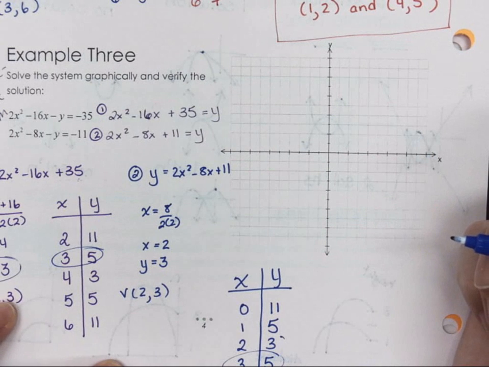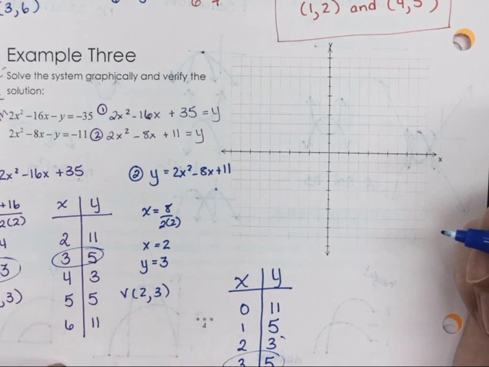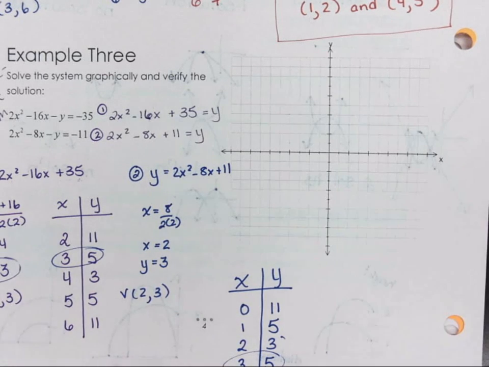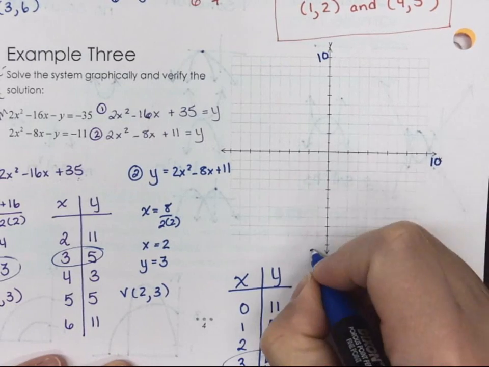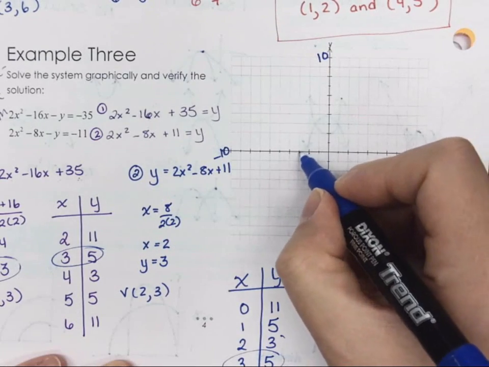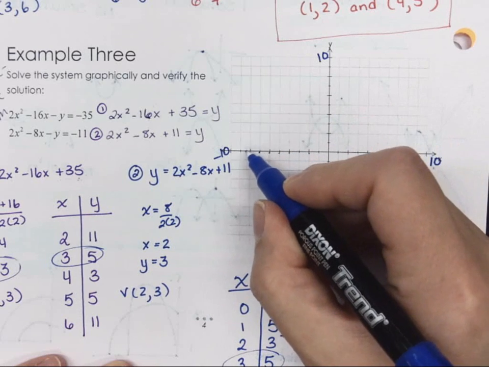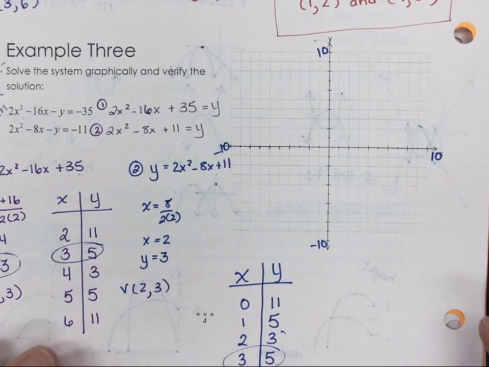Okay, vertexes are at 4, 3 and 2, 3. And I have to go up to 5. And they're both opening up. So these are all things I'm thinking about before I lay my increments down. I think I'm going to use the tens again. I think that makes me feel the most comfortable. So 1, 2, 3, 4, 5, 6, 7, 8, 9, 10. Okay, I did it right. It's the same graph as the one above.